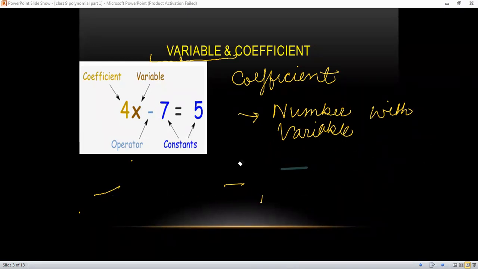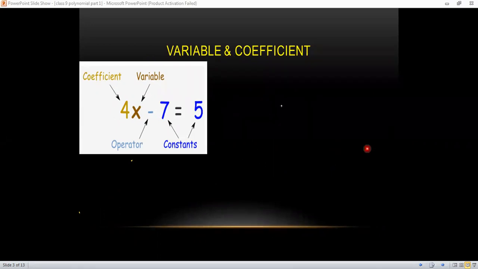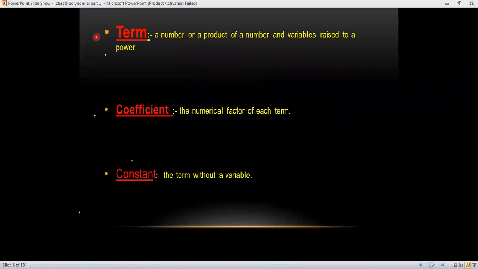Now, there are a few types of polynomial. And how we will define term? A number or a product of a number and variables raised to a power is called a term. Coefficient, the numerical factor of each term. Constant, the term without a variable.